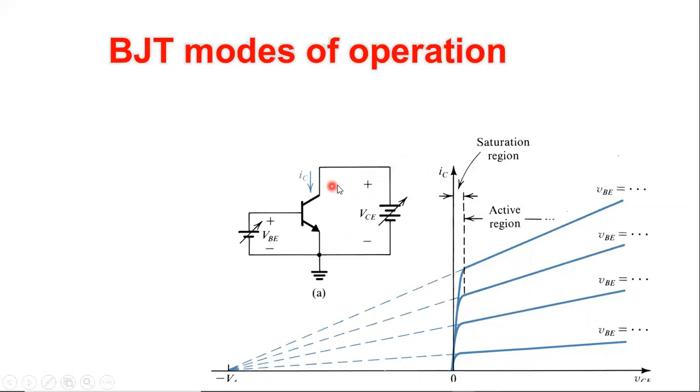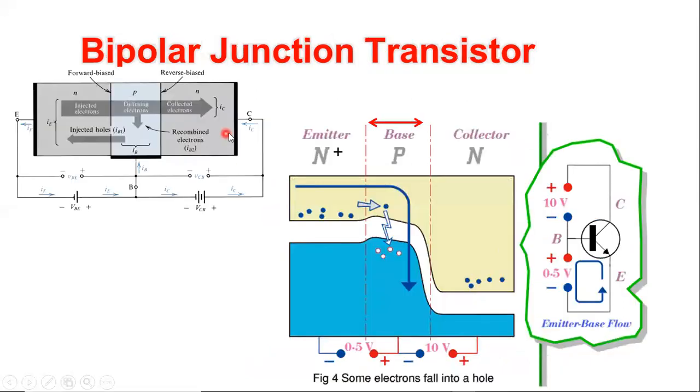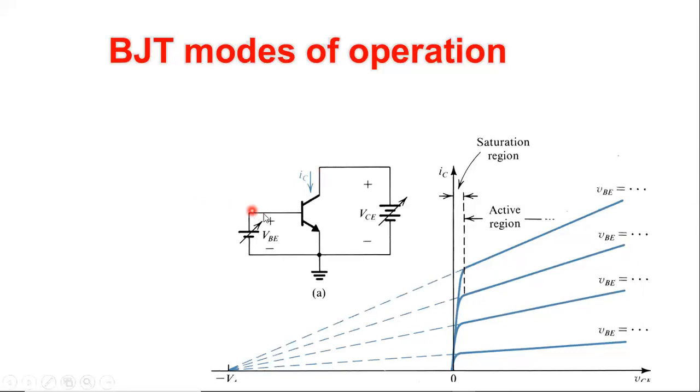Okay, let's now put 3 volts. So this is 0, this is 0.7, and this is 3. Still the voltage on the collector is greater than the voltage on the base, so this junction is still working as a reverse junction, and this transistor is still working as a forward active transistor.